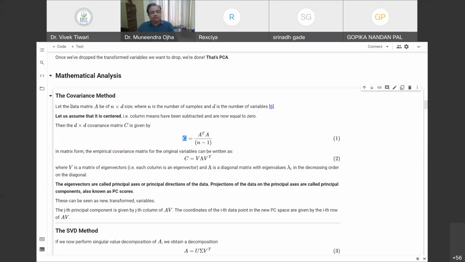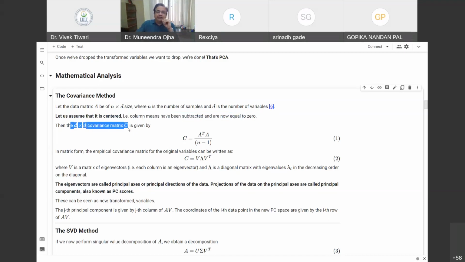So our data matrix, I call it A, has n by d size. N by d size means normally we say that our data has d dimensions, so the number of columns is d, and I have n samples, so the number of rows is n, where n is the number of samples and d is the number of variables. Let us assume that it is centered. So of course the first step is centering of the data, in which we take the mean and subtract the mean value from each value of the column. Column means have been subtracted and are now equal to 0.